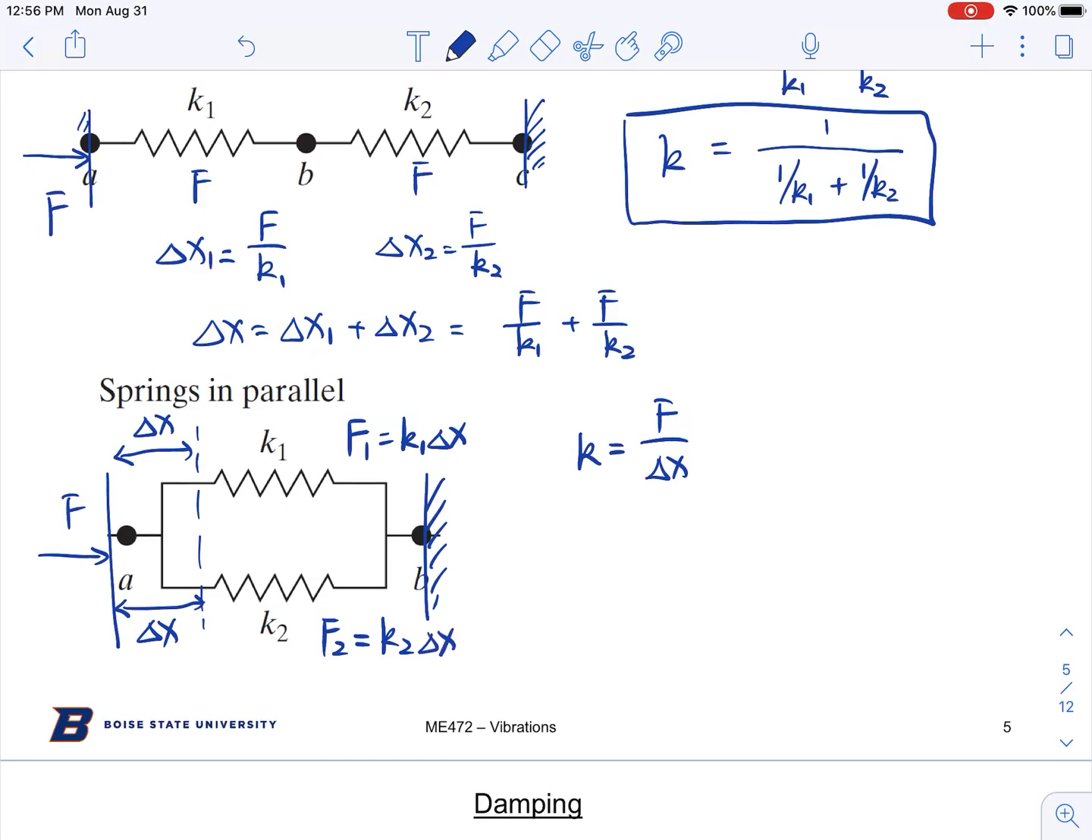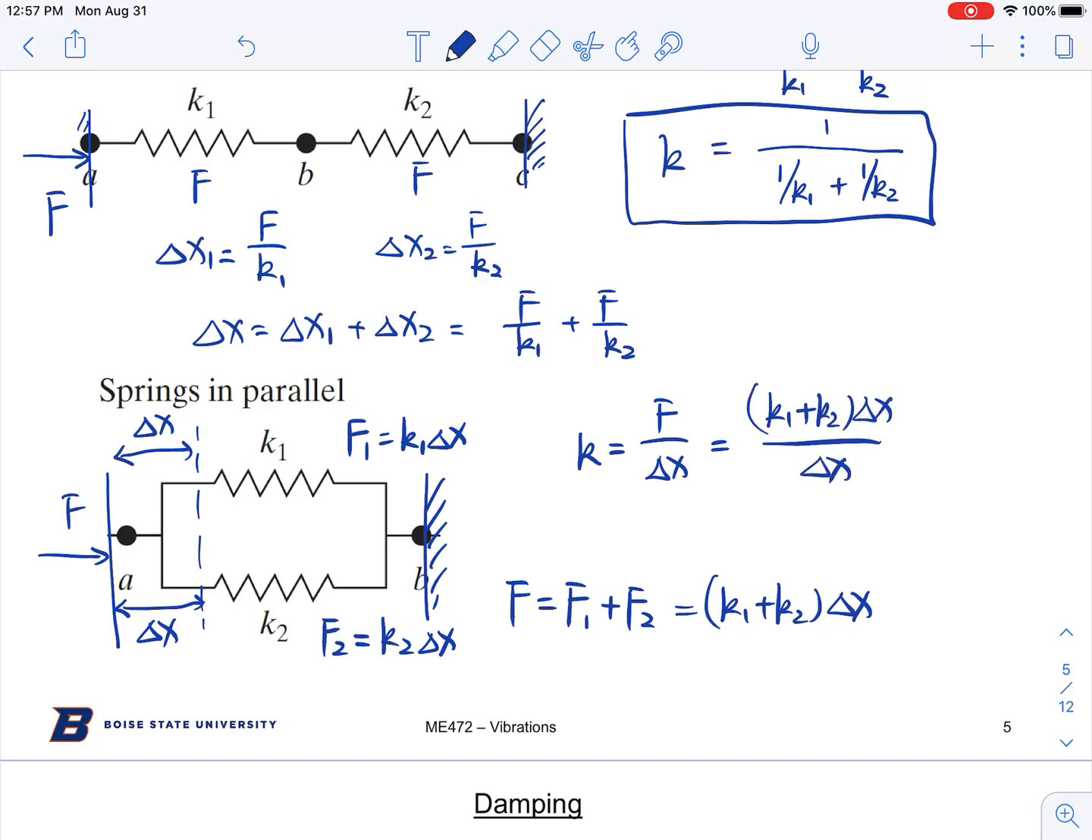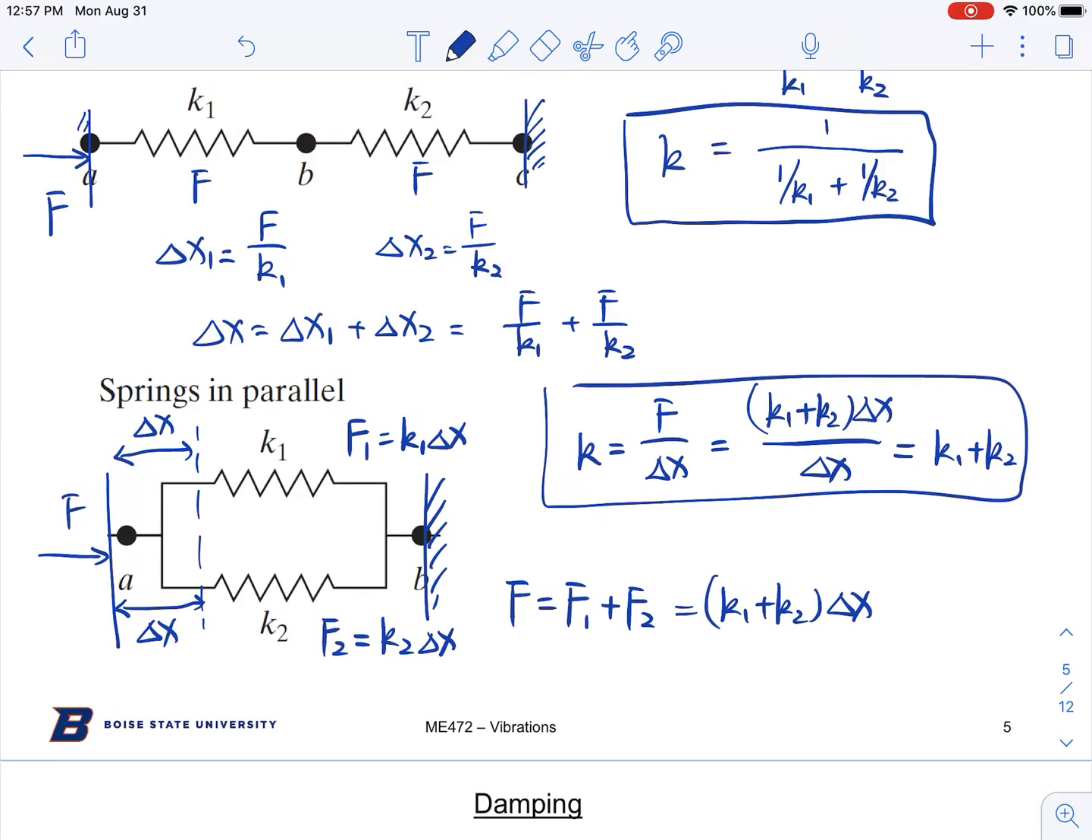The total force we applied is the summation of these two small forces, so we have (K1 plus K2) times delta x. Then you can replace the F in the definition with (K1 plus K2) delta x over delta x, and we can cancel the delta x out. We have K1 plus K2. So that's the equation you need to remember: when two springs connect in parallel, that's the effective spring constant we get.